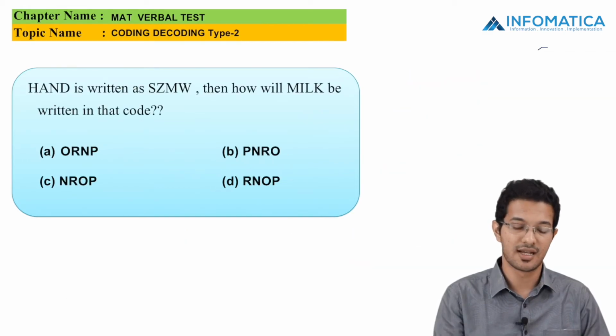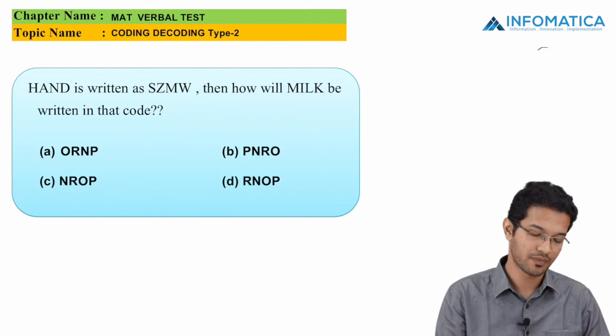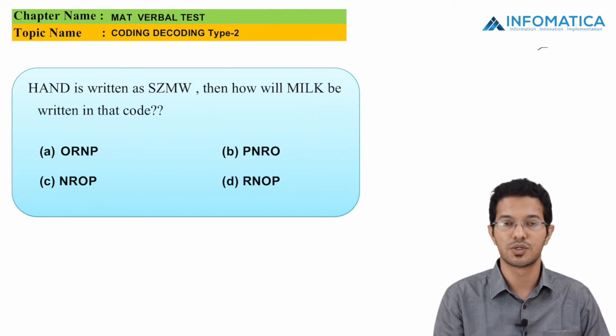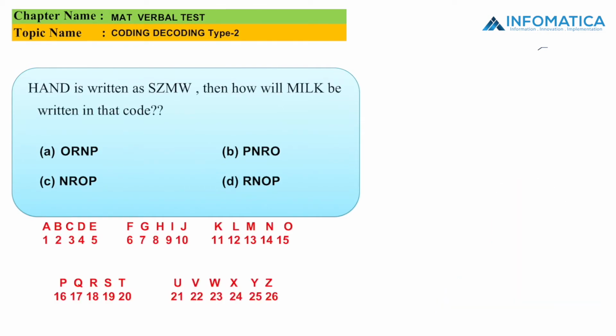The last MCQ says that hand is written as S, Z, M, W. Then how will milk be written in that code? Let's see the solution. For this solution, you definitely need the alphabet series. So if we write down the word hand as HAND, it is written as S, Z, M and W. First thing, we see the correspondence. H is on number 8. It is corresponding to S.